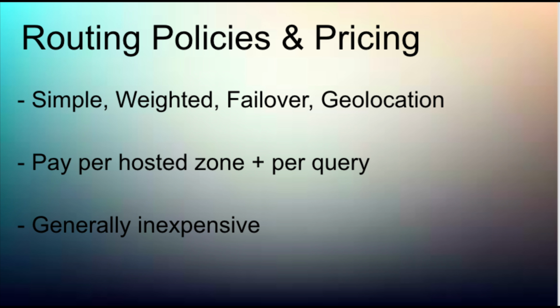The pricing is pretty straightforward. You pay per hosted zone, which is basically per domain, and then you pay per query. It's usually not expensive unless you're getting massive traffic. So routing policies and pricing: they include simple, weighted, failover, and geolocation. You pay per hosted zone plus per query, and it's generally inexpensive.